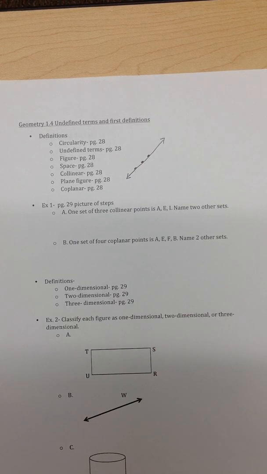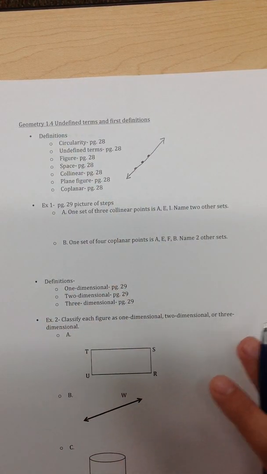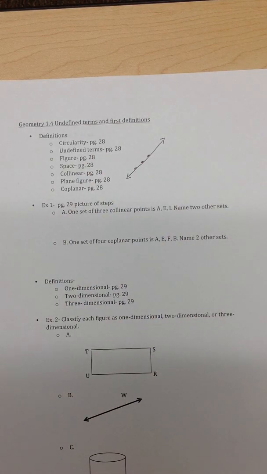Plane figure. So a plane figure is a set of points that are all in one plane. A plane is one of the words that we're not defining, but what it kind of is, it's like a big surface. If you think about a plane as like a tabletop, it's just a flat surface that extends in all directions. It's kind of hard to describe, but just a big flat surface that extends in all directions.